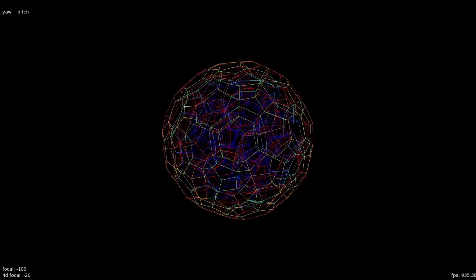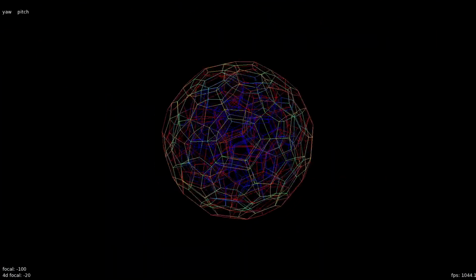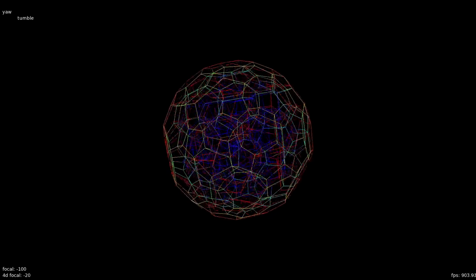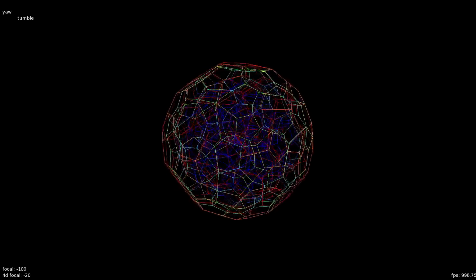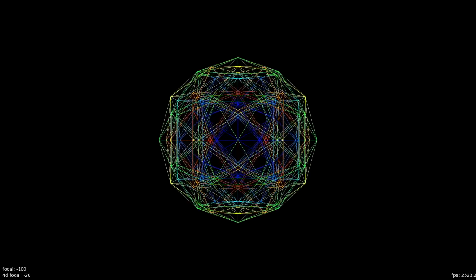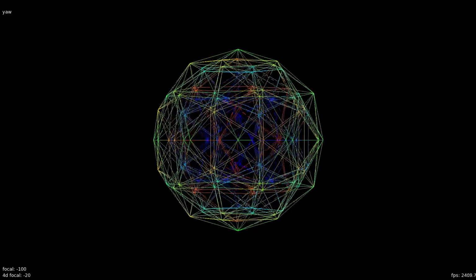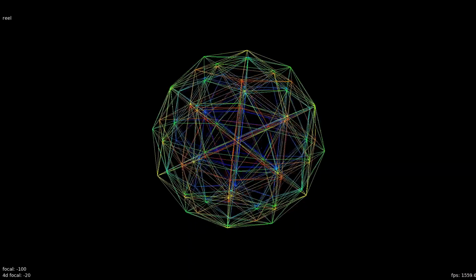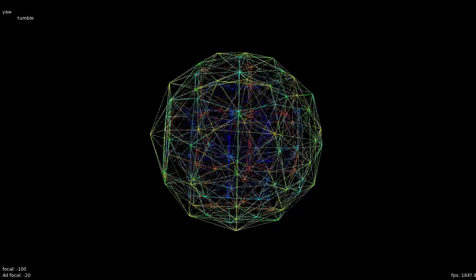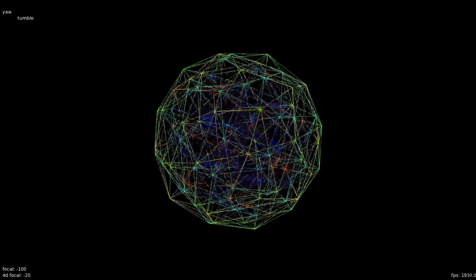This is the hecatonicosachoron. It's the 4D equivalent of the dodecahedron. It has 120 dodecahedral cells, 3 meeting at an edge. This is the hexacosichoron. It has 600 tetrahedral cells, 5 meeting at an edge. It's the 4D equivalent of the icosahedron.